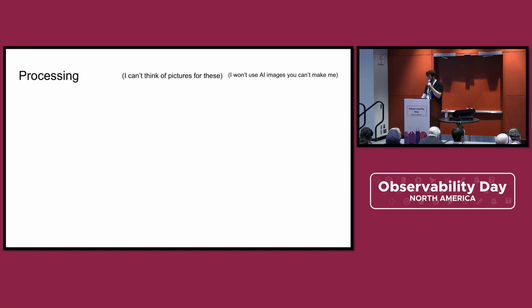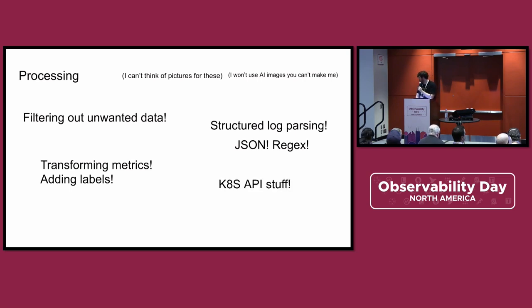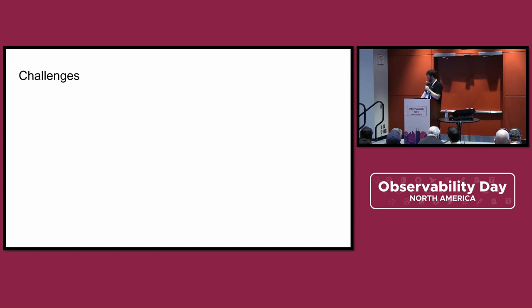It's where you want to try and do something useful with your data. Maybe you want to filter out unwanted data, or you're transforming it. You might be doing structured log parsing. JSON and regex logs are very popular. There are Kubernetes filters and processors in most popular agents that will fetch metadata from the Kubernetes API to enrich your logs and data. And what's becoming more popular is Lua and WASM in Fluent Bit, and WASM processors in OpenTelemetry, in the middle, that let you do a lot more advanced processing in your pipeline in case there's something the default processes aren't going to do for you.